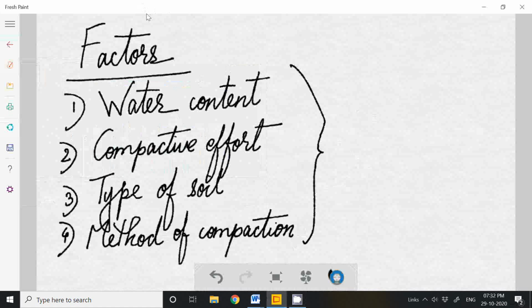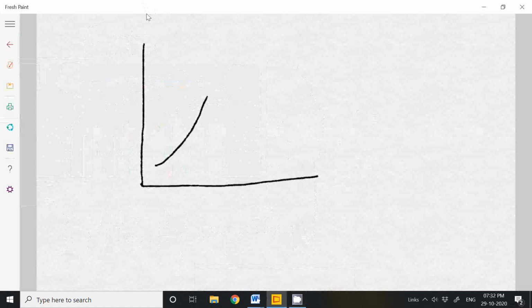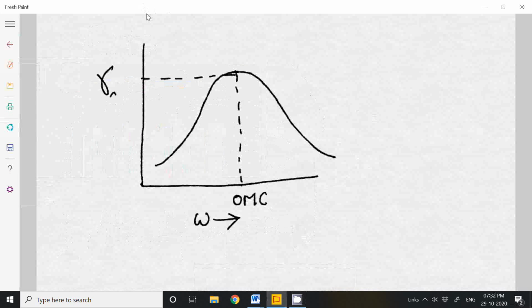And I would like to give you a revision also. We have already discussed this curve, where the dry unit weight increases and then decreases, and the point where it is highest, the moisture content is called the optimum moisture content, and that is the maximum dry density.